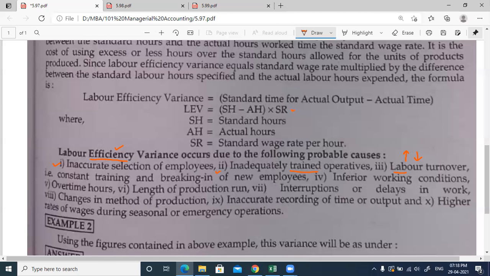That is one reason that we have efficiency problems in our organization. Then we have inferior working conditions. What are inferior working conditions?